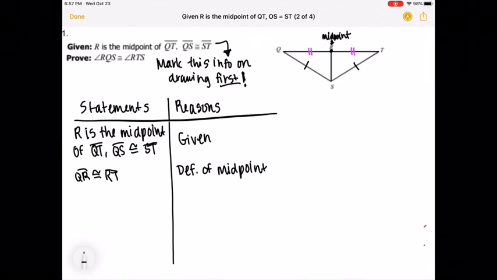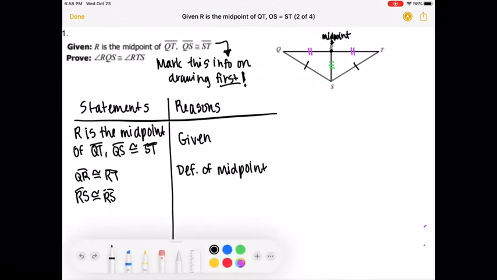Now look and see, is that enough to prove congruence of these angles though? Not yet, because first I'm going to prove the triangles are congruent, then I can prove the angles are. So what else can I show is congruent? Well, the triangles QRS and TRS share this side, so that's their common side. So RS is congruent to RS. I know that one seems obvious, but because it's on both triangles, that's why I need to write it out.